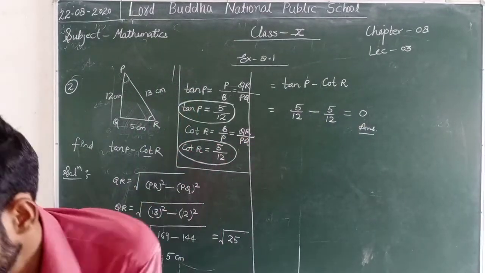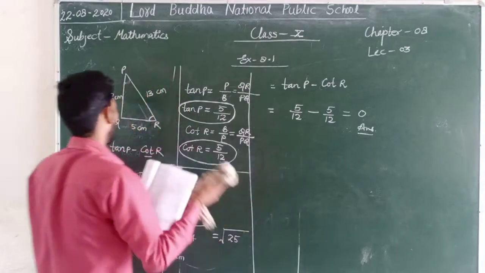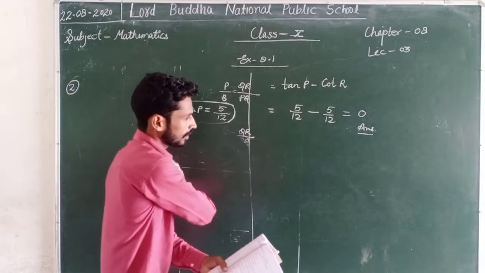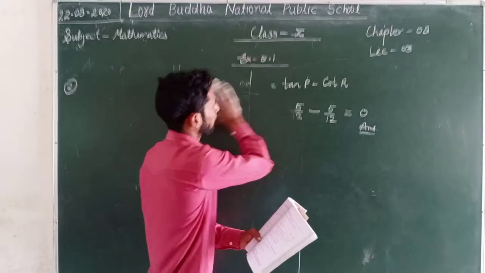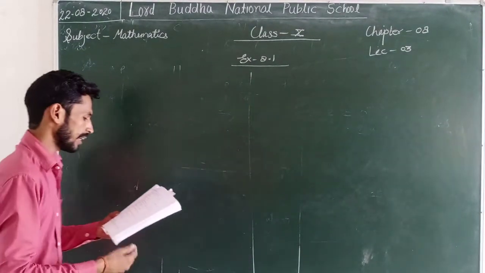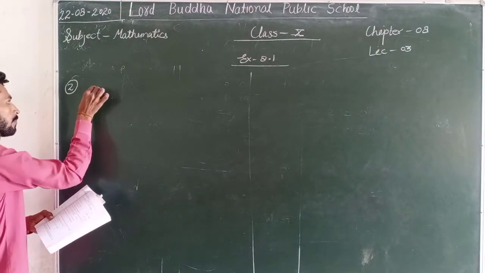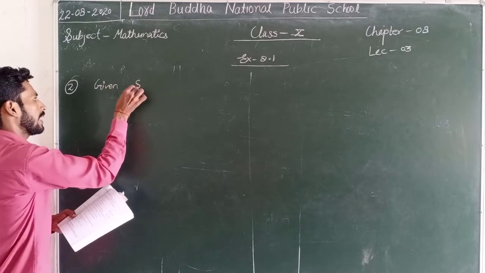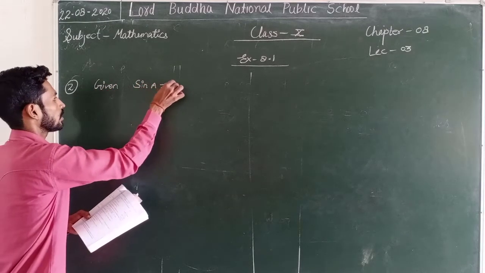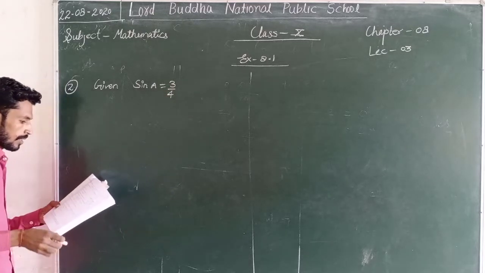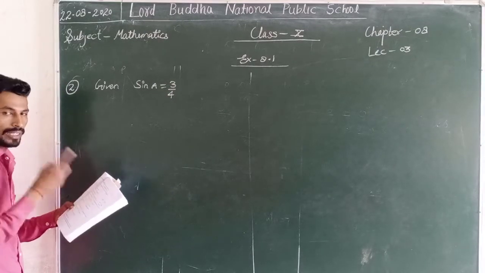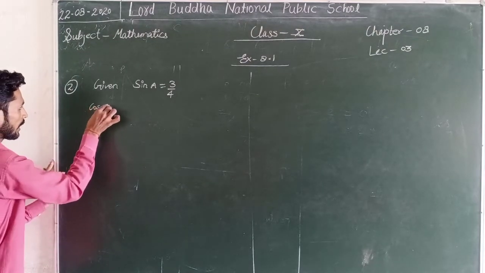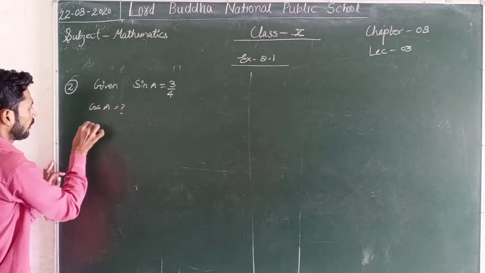So now we will go for the question number 3rd. In question number 3rd it is given, if sin A equals 3 by 4. Given sin A equals 3 by 4, and calculate cos A and tan A. We have to calculate cos A and tan A.